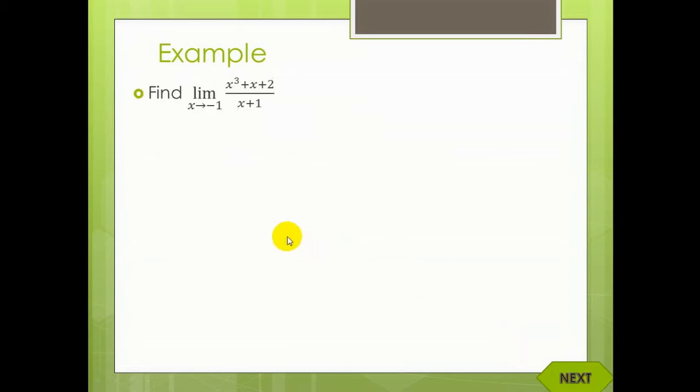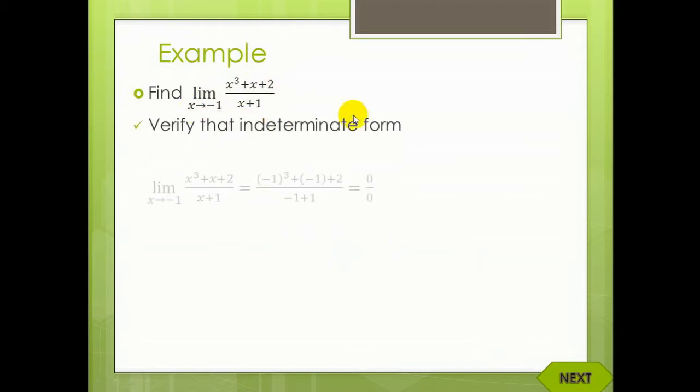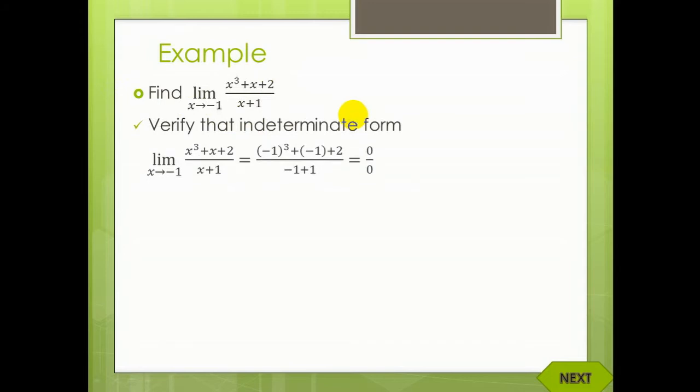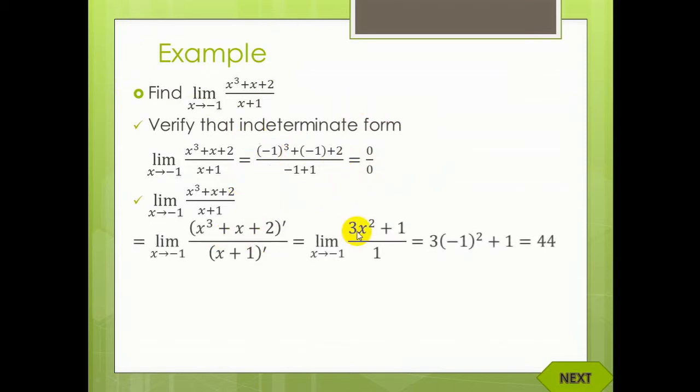Another example. The limit as x approaches minus 1 of (x cubed plus x plus 2) over (x plus 1). You need to verify this one, guys. We verify because we need to know what the indeterminate form is. Ah, thank God, this one is 0 over 0. So you need to continue to differentiate both sides separately. The derivative of the numerator is 3x squared plus 1. The derivative of the denominator is 1. So when you substitute, it is not 0 over 0. So this one is correct. So the result is 4. Okay, everyone.